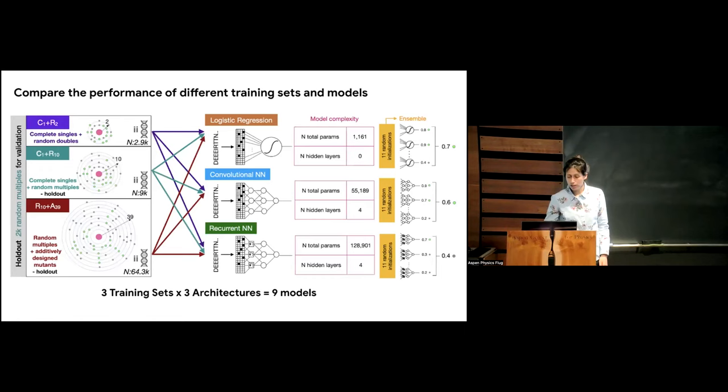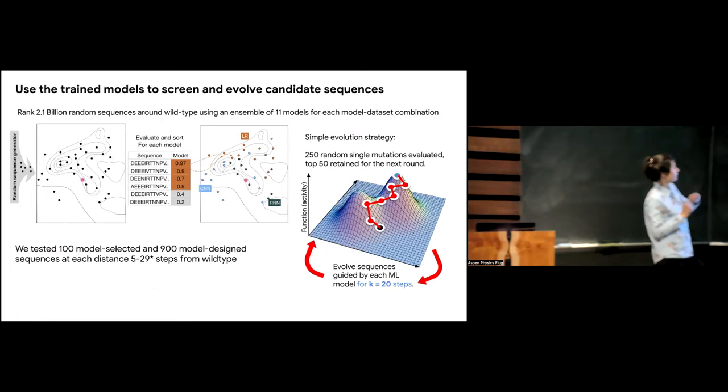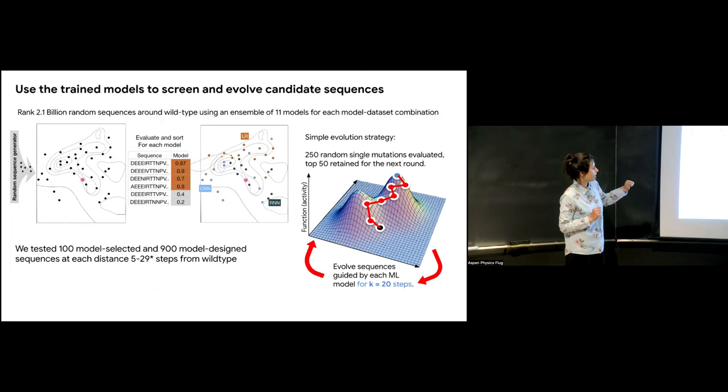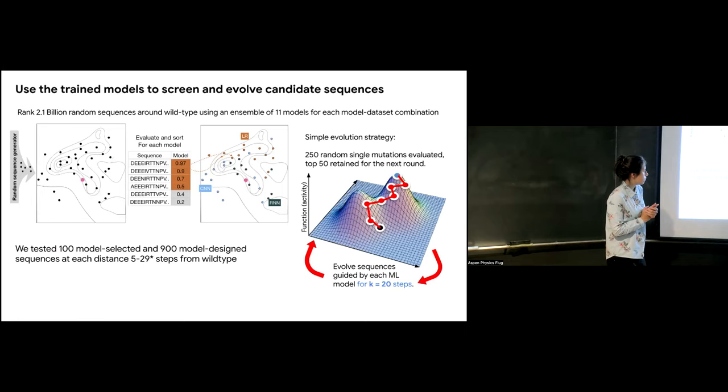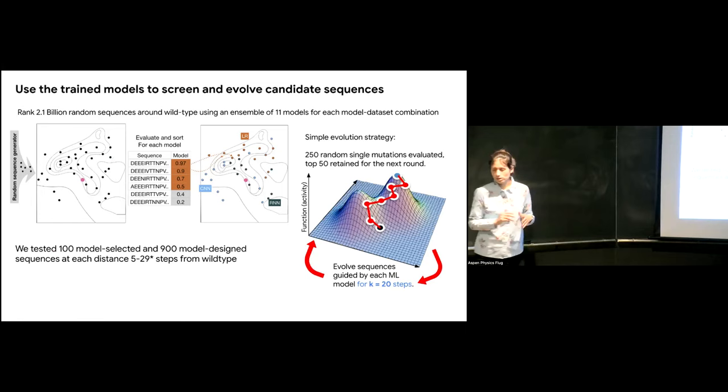So for every model, we evaluated a ton of random sequences, found the ones the model liked the best, stratified by distance from the starting point, and then evolved them by following the model gradient in a discrete sense. To do this discretely, you make a lot of changes and ask which ones are model preferred. It's a computationally intensive process. And then we tested a lot of sequences that each model liked. We tested something like 250,000 sequences in total.